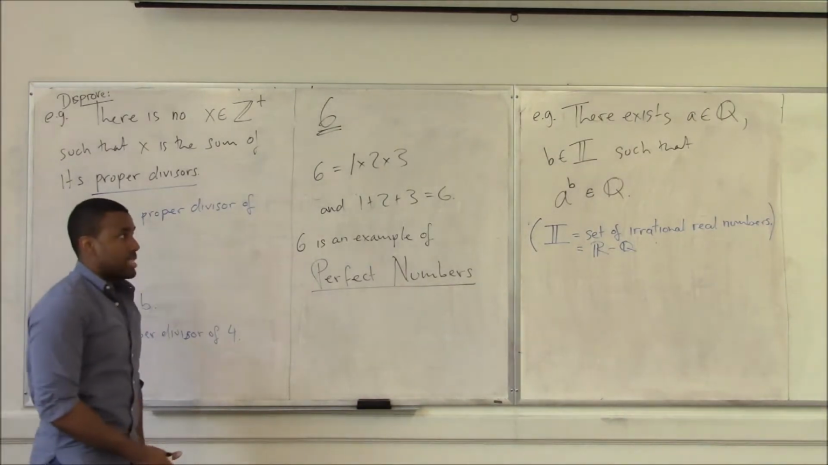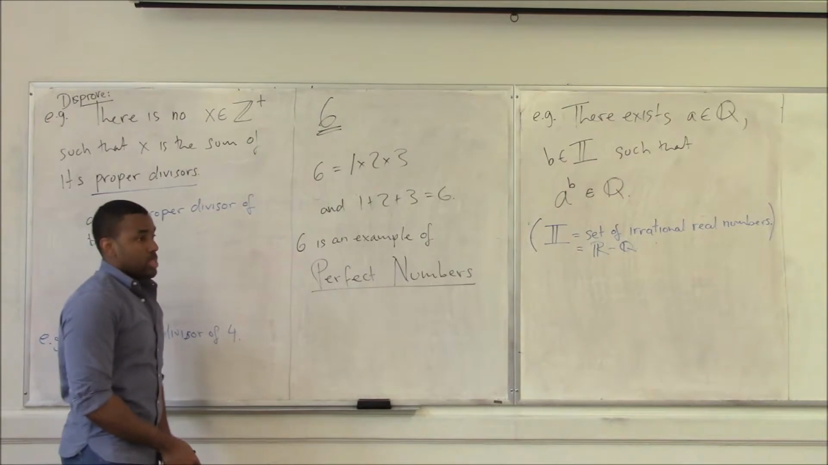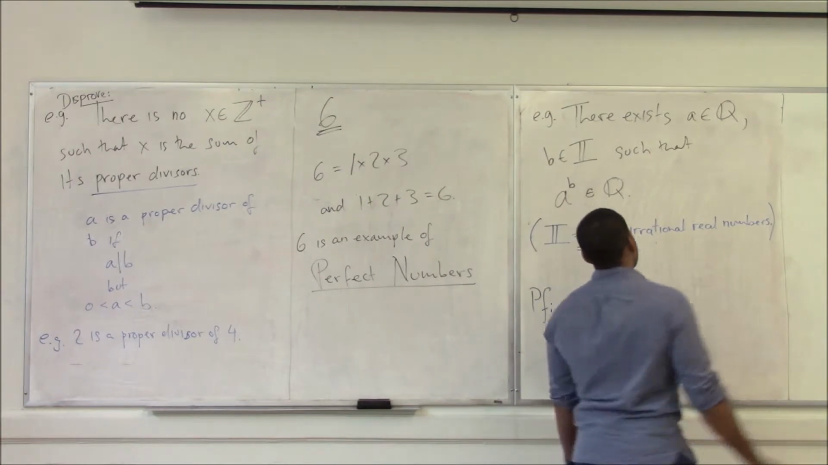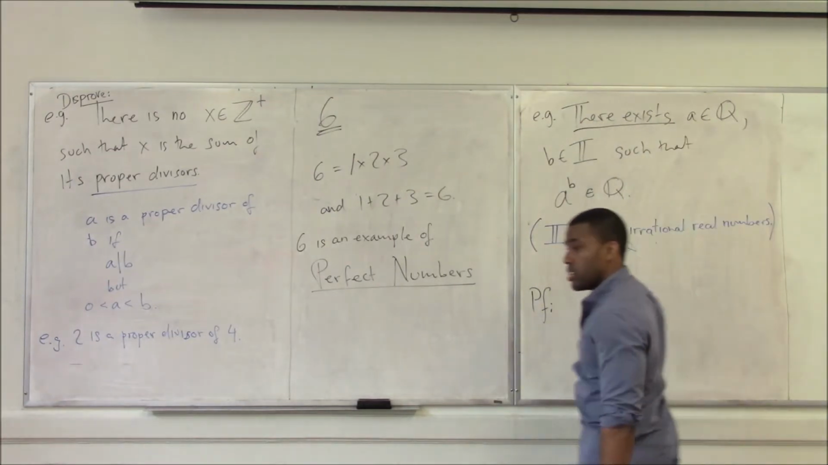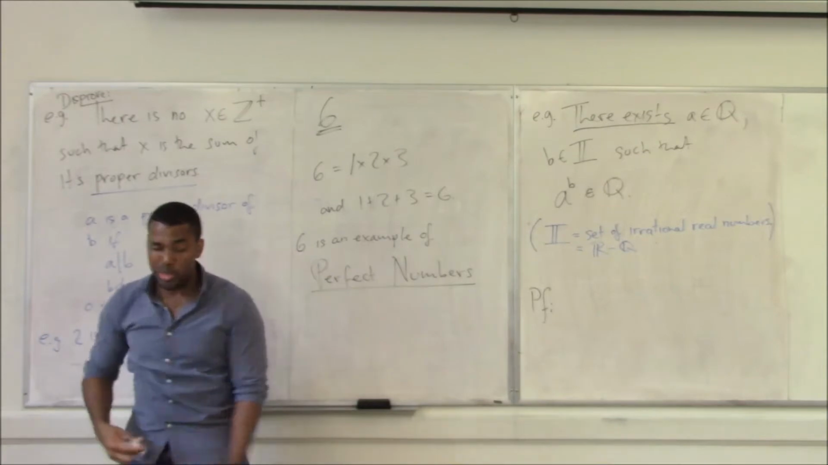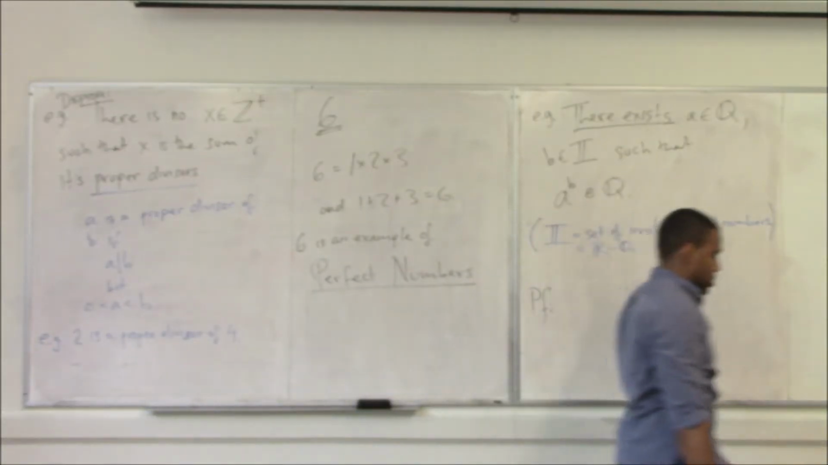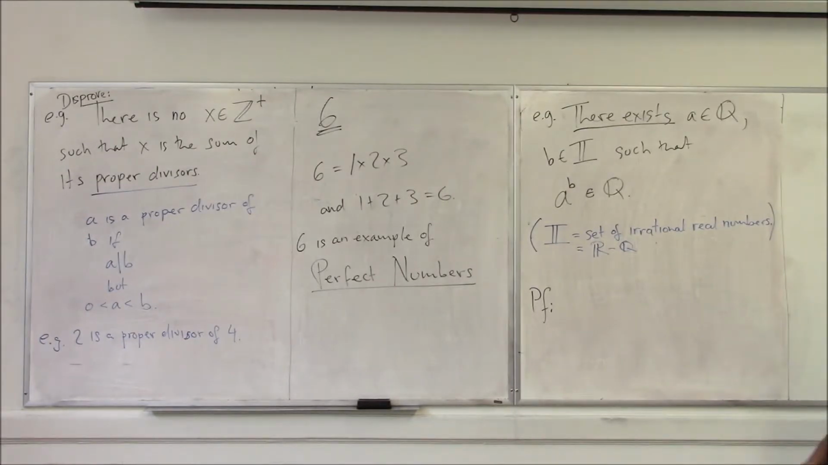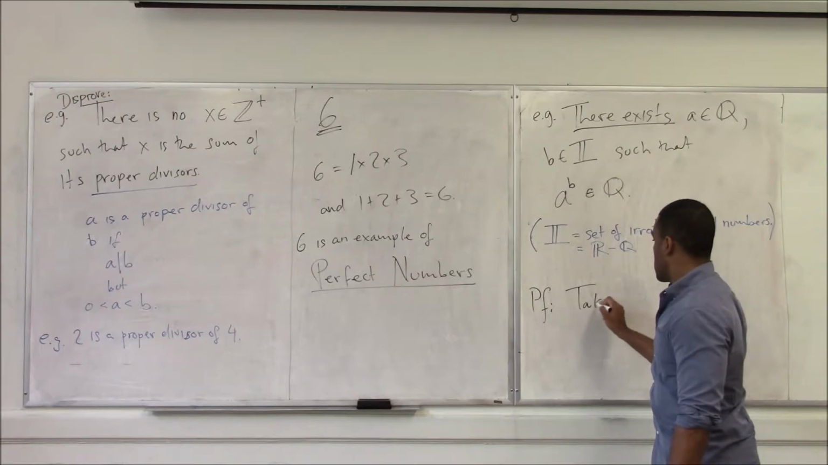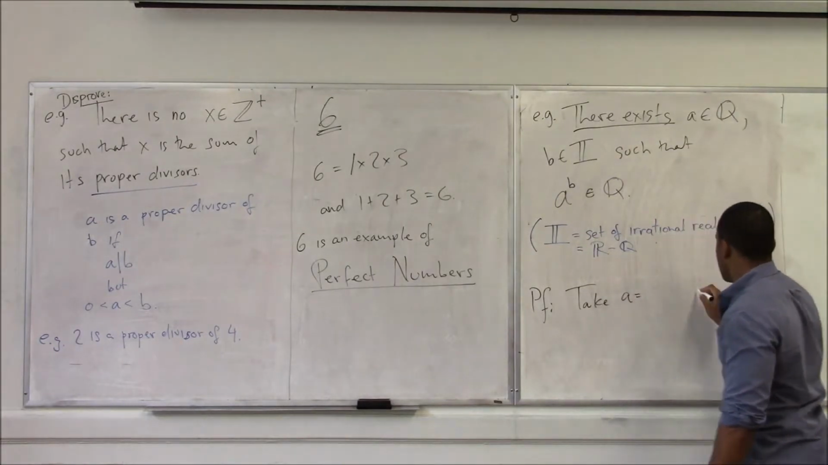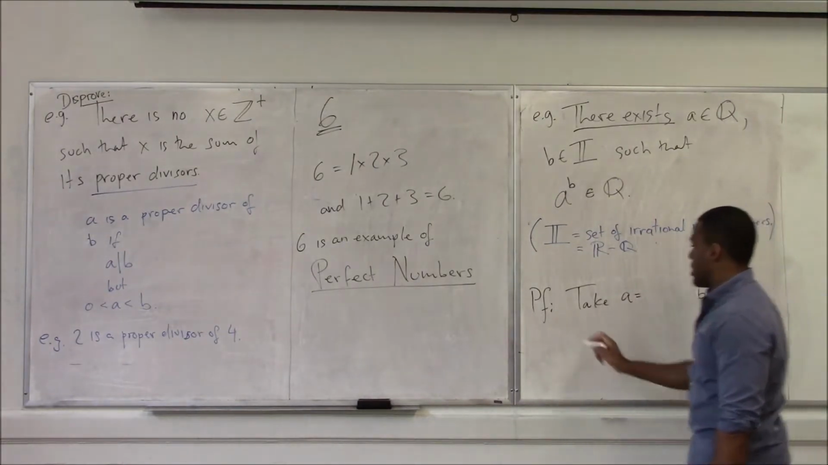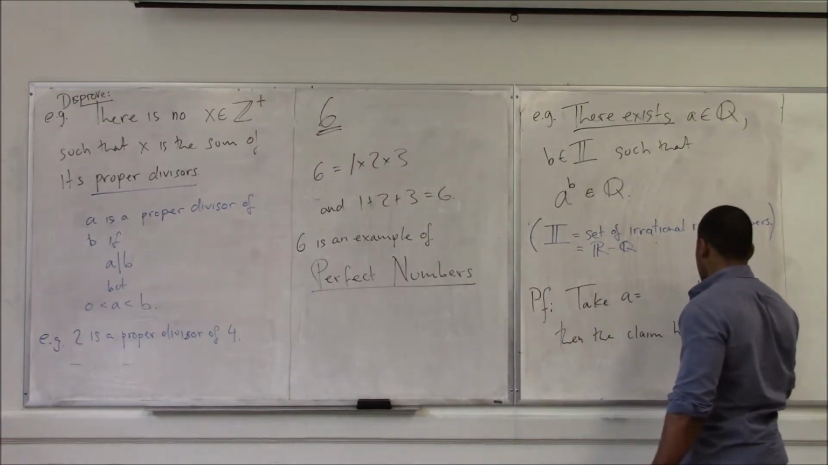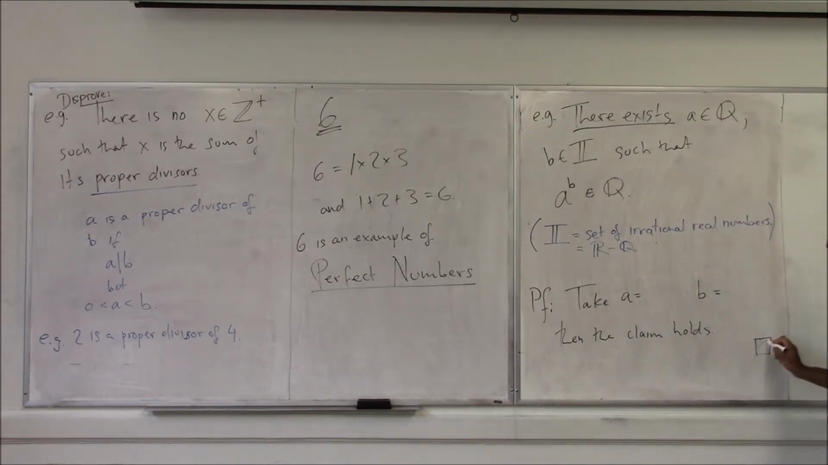Okay. Can you give me an example to prove this claim? You can actually prove that this claim is true with an example. Why? Because it says there exists. It's not a universal claim. It's an existence claim, which means once you can find one example, it's true. Give me an example. Take a equals this, b equals that, then the claim holds, and you can prove it then.